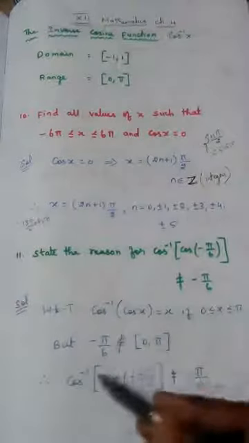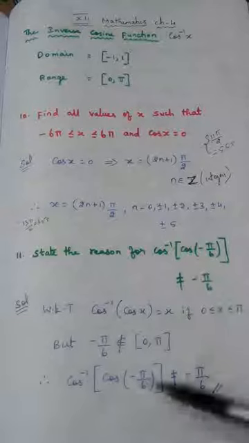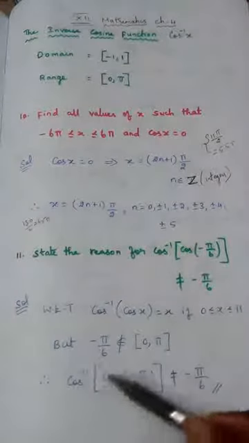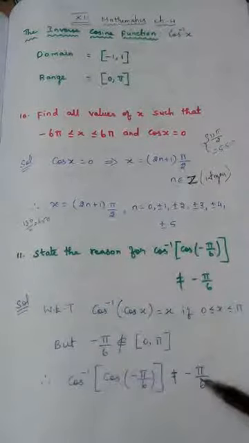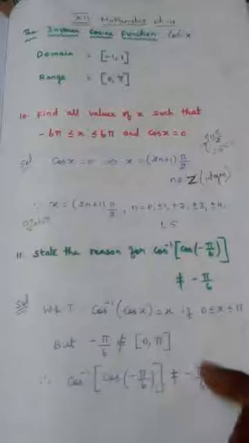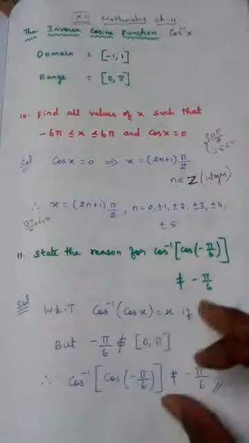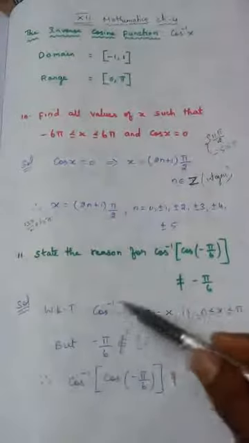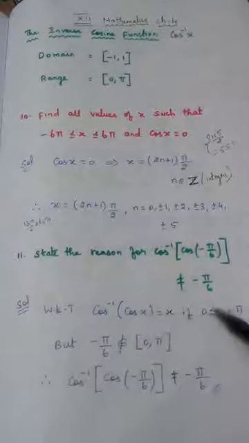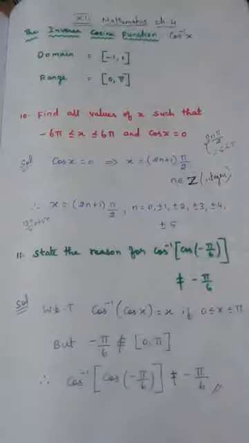Therefore, I cannot cancel and say the answer is minus pi by 6. Therefore, these two are not equal. Since that is not possible, this answer is not equal to minus pi by 6. Hope you understand this. This is a very important concept. Every time we cannot cancel cos inverse and cos. We can cancel only if this x value lies within this interval. Then only we can cancel cos inverse and cos.